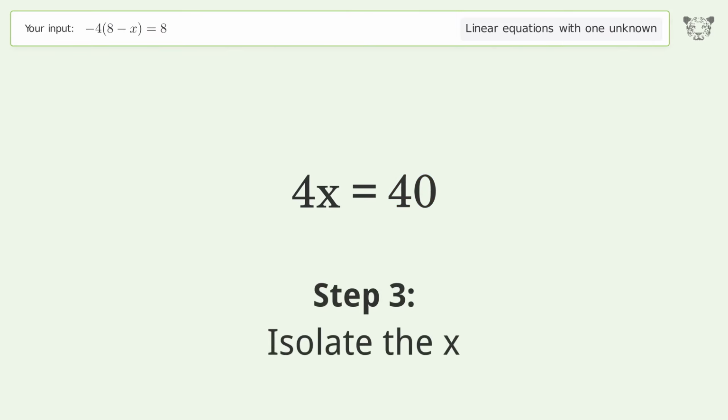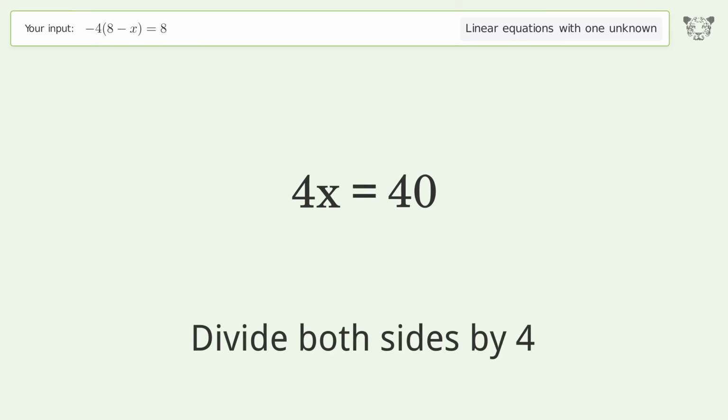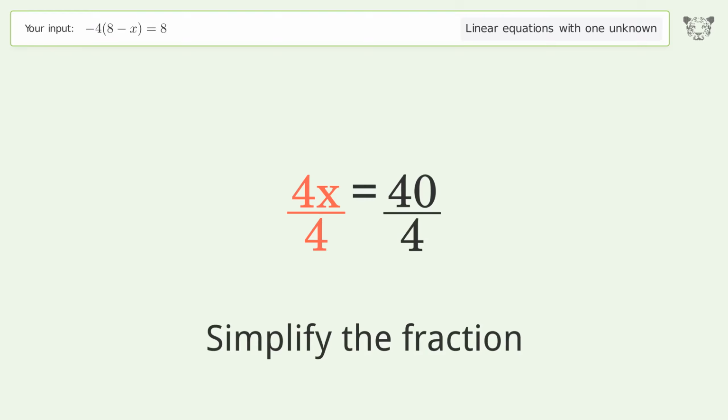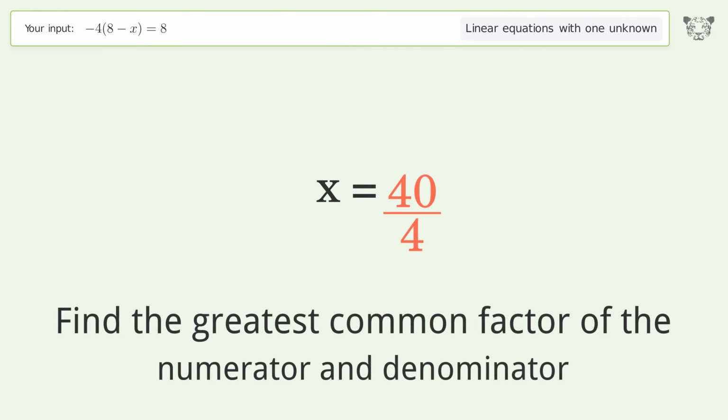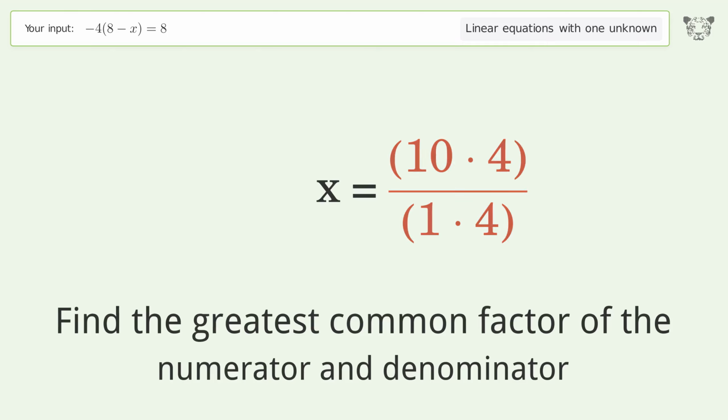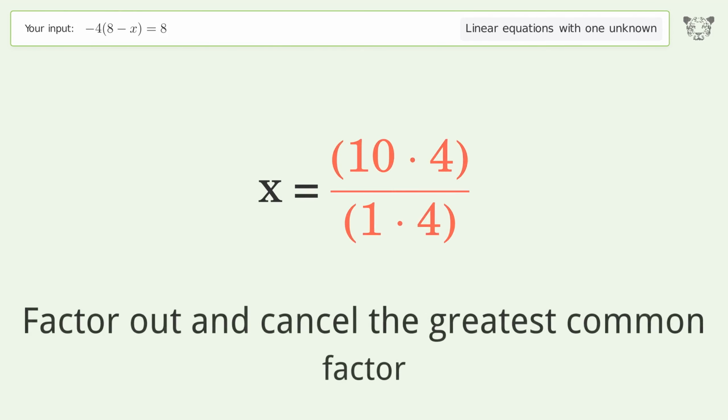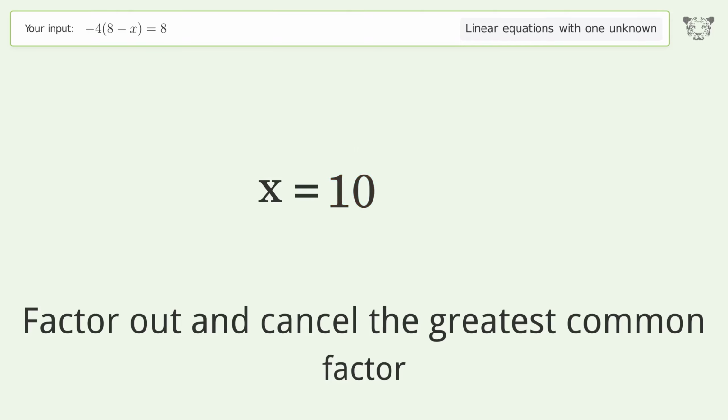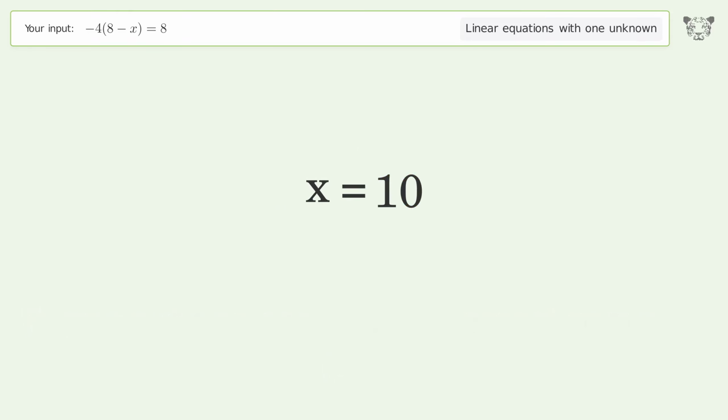Isolate the x. Divide both sides by 4. Simplify the fraction. Find the greatest common factor of the numerator and denominator. Factor out and cancel the greatest common factor. And so the final result is x equals 10.